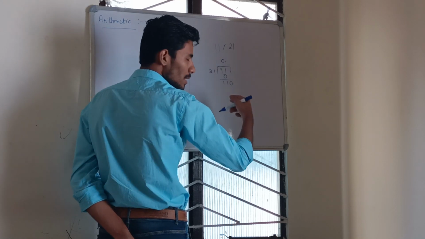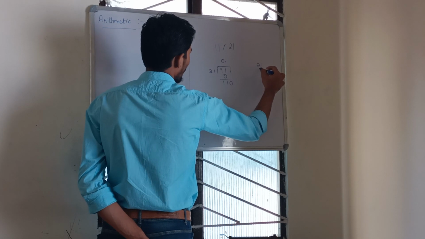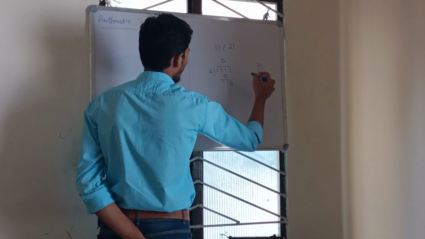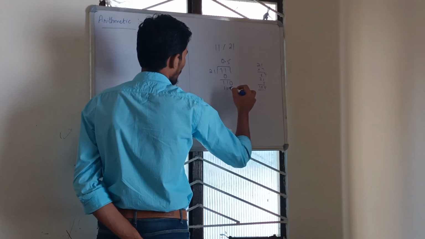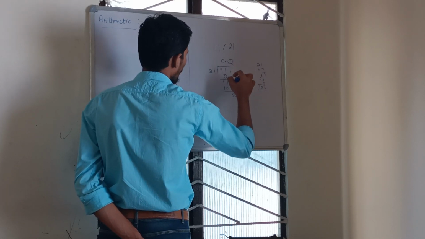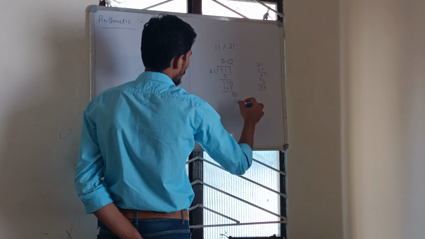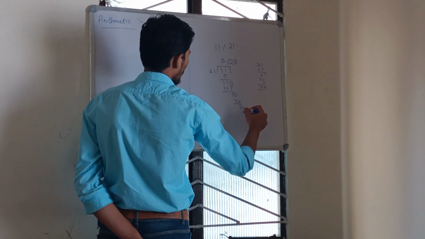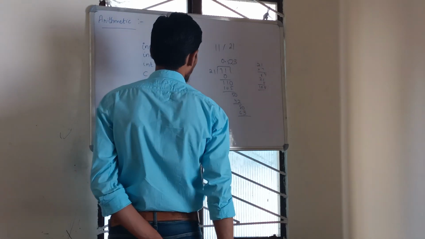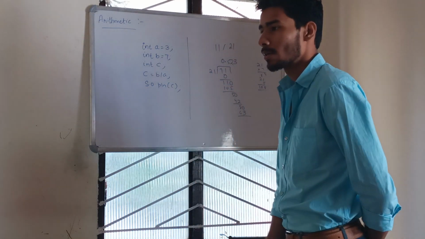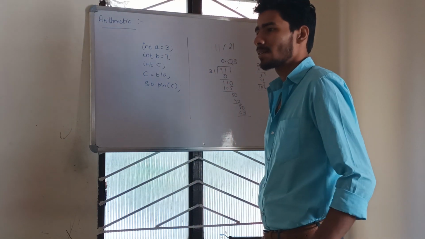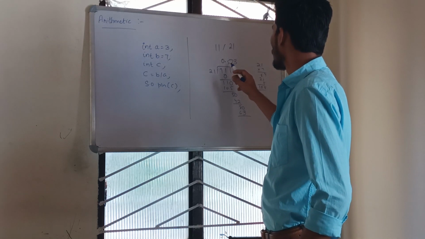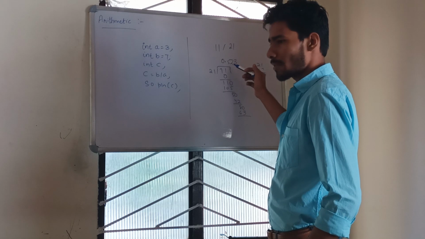If you don't remember division, just see here. 21 into 4, let's check. 84. 21 into 5 is 105, so it will be 2, 40, 2, 80. So I think 4 with 3 it will go. 5 into 5? 502, how?